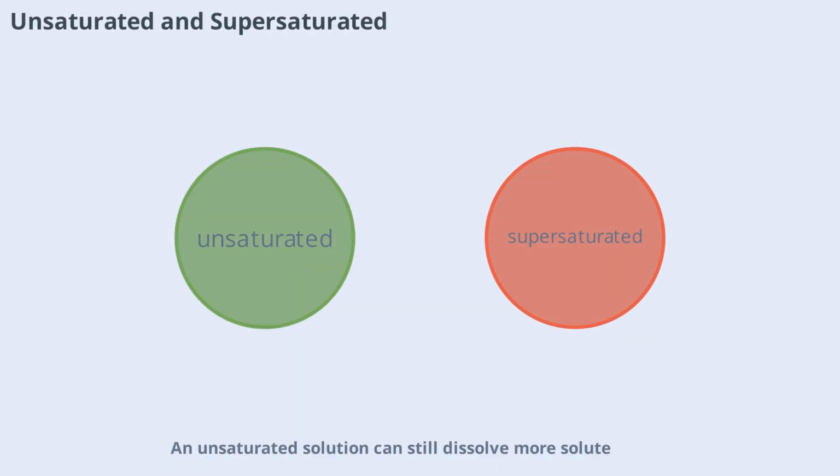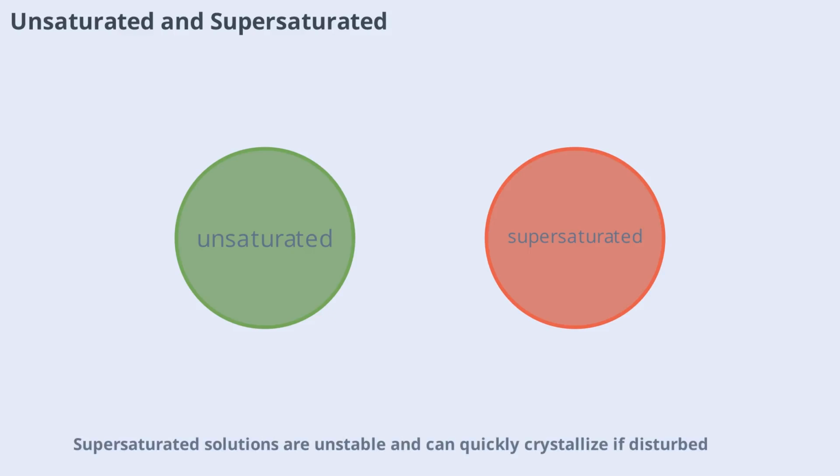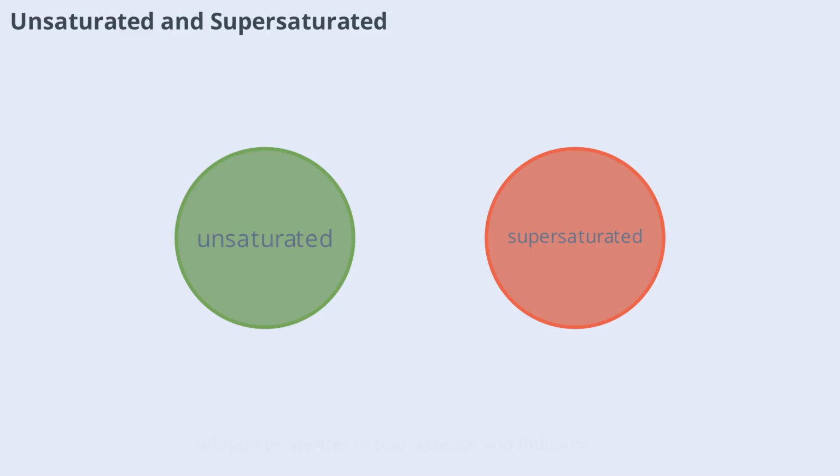Unsaturated solution can still dissolve more solute, while a supersaturated solution contains more solute than would normally dissolve at that temperature. Supersaturated solutions are unstable and can quickly crystallize if disturbed. This property is used in making certain candies and in chemical demonstrations. Understanding these terms helps us control solution properties in both science and industry.